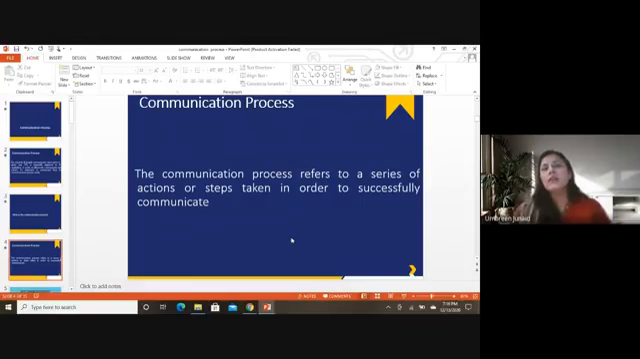It's not that you have to say out loud, this is step one, this is step two, now my process is under step four. No, this doesn't happen. This is just to make you understand what the step by step actions are that take place when you communicate something or something is being communicated to you.